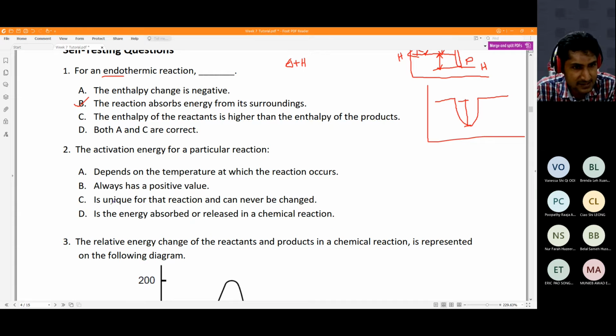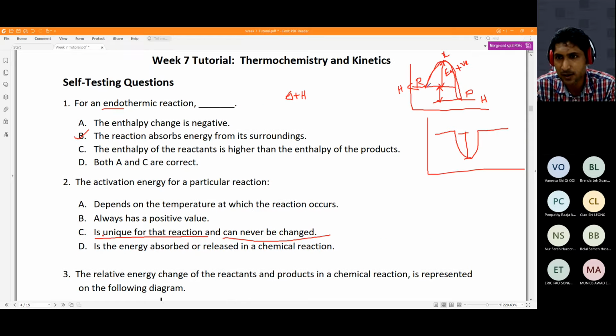All right, so option C says it is unique for that reaction and can never be changed. Half of this is true. This is unique for that reaction. It is always the same for that type of reaction, but it cannot be changed? This is not true, because if I use a catalyst, I will have a different pathway, a different activation energy. The catalyst will reduce this activation energy.